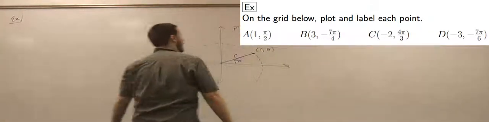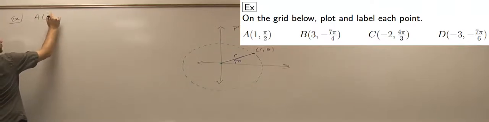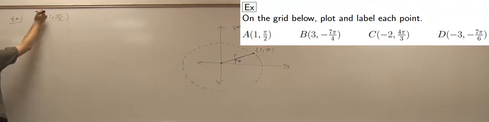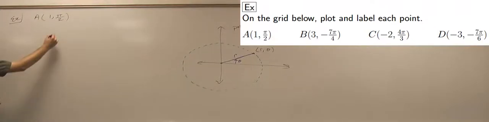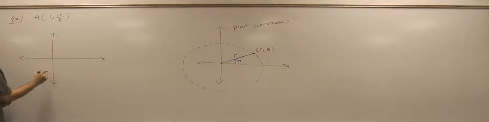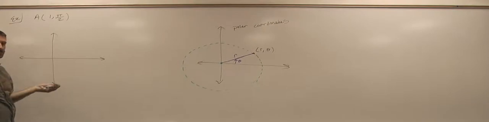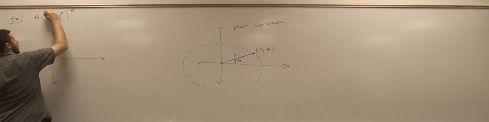So point A is 1 comma pi over 2. So what does this mean? I gave you polar coordinates, 1 comma pi over 2. How would I graph that? 1 is the radius. Pi over 2 is the angle. The angle is always measured from the positive x-axis. It's always in standard position, just like usual. So this will be my theta. This will be my r.